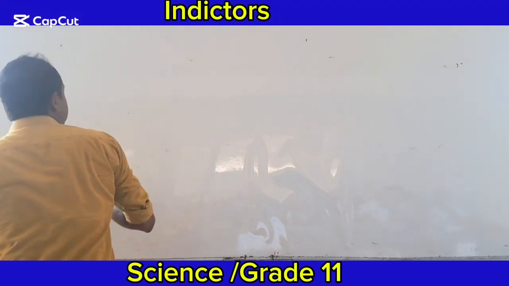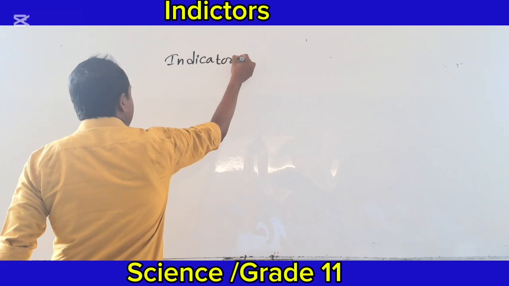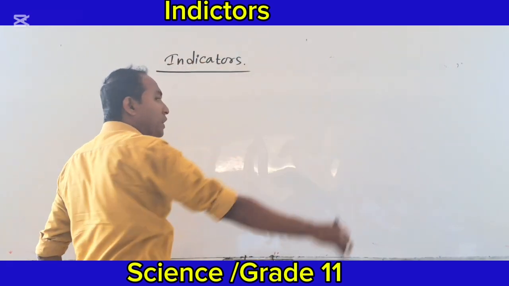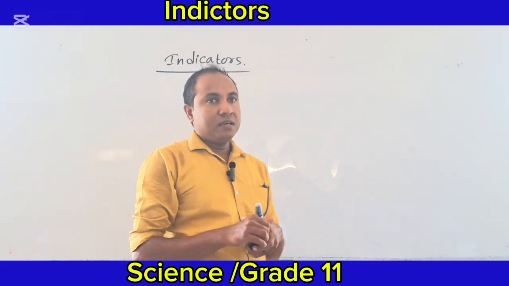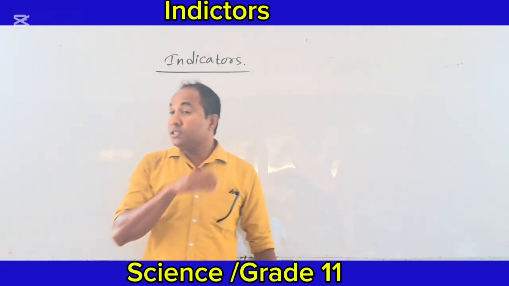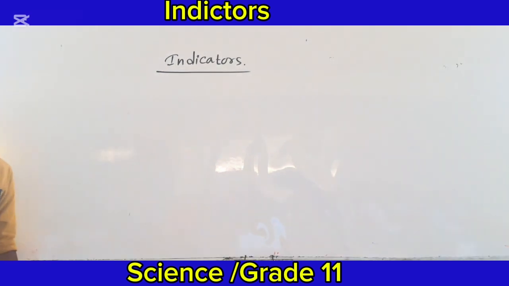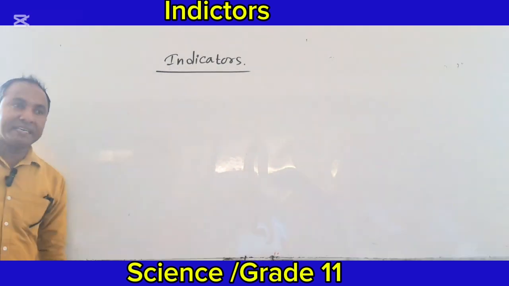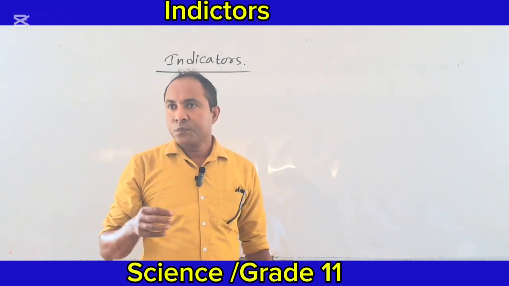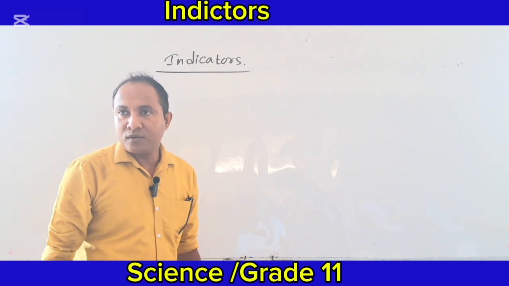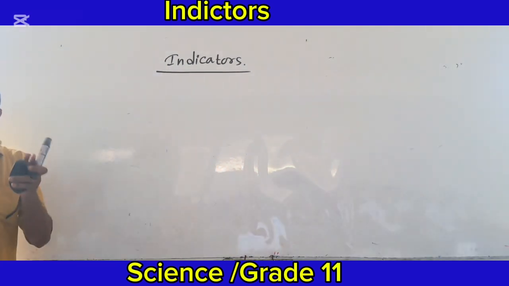Now we are going to learn about the indicators. Look at the board. What do you mean by indicators? You already learned about indicators in grade 7 also. As you learned in grade 7, what do you mean by indicators? Indicators are the things that give different colors in acidic or basic medium.